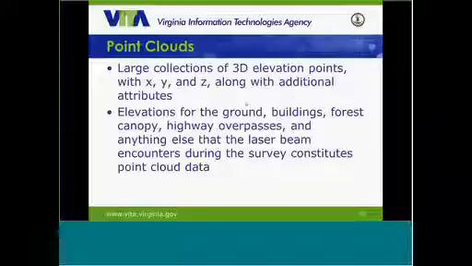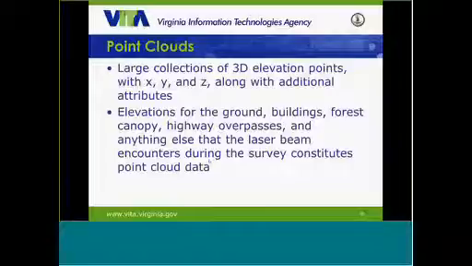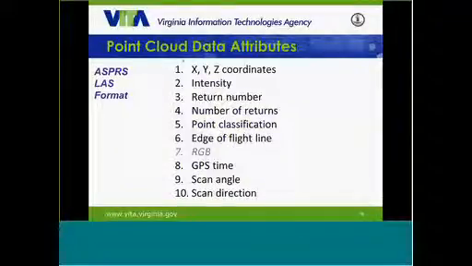So as we kind of saw on the map, there are large collections of 3D elevation points with X, Y, and Z, along with additional attributes, things like the intensity of the laser return, which can be used. In the point cloud, each point has its X, Y, Z coordinates, the intensity of the return, the return number, the number of returns, and then if there's a classification to ground or water or noise or buildings or vegetation, and then the GPS time, scan angle, and scan direction, a few other things.